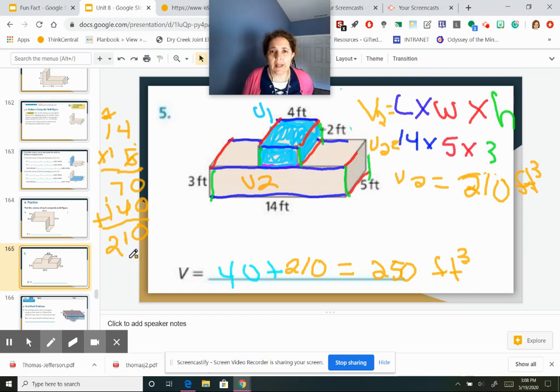I got 210. Now I have to add them both together. My first volume, I had 40 cubic feet, and my second volume is 210 cubic feet. 210 plus 40 gives me 250 cubic feet. Okay? All right. Next, we're going to do some word problems.